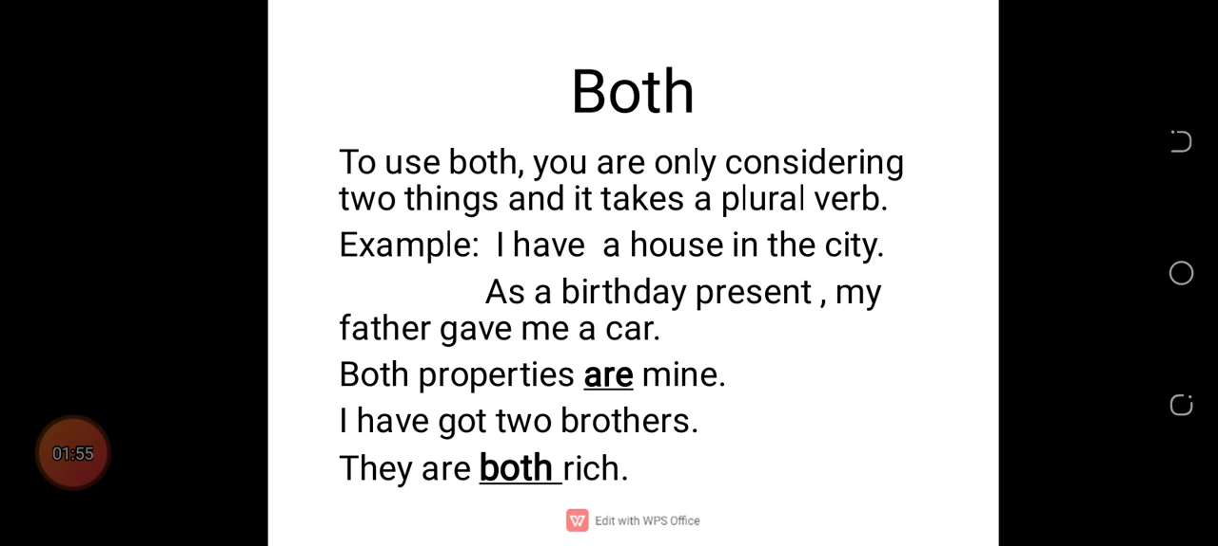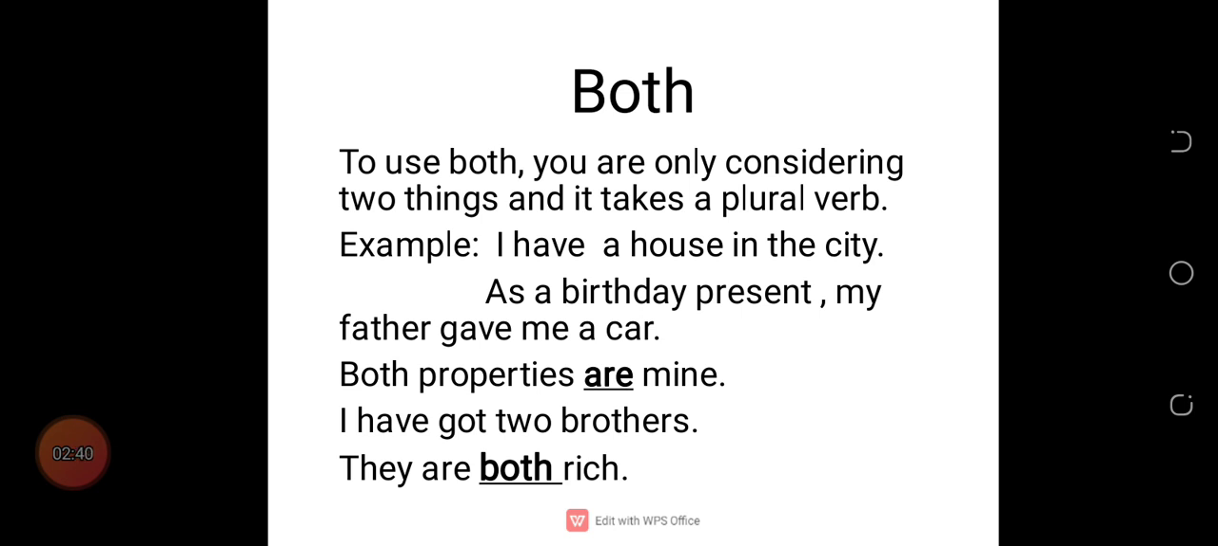So for our first word, we are going to consider both. To use both, you are only considering two things and it takes a plural verb. So what you are keeping in mind is two things, strictly two things. And when you use it, you would have to add a plural verb, that is an auxiliary verb.